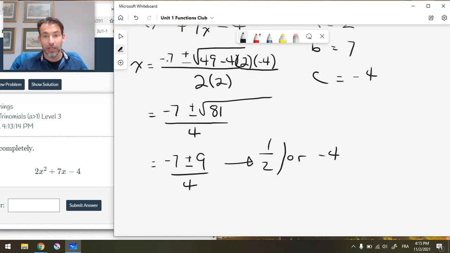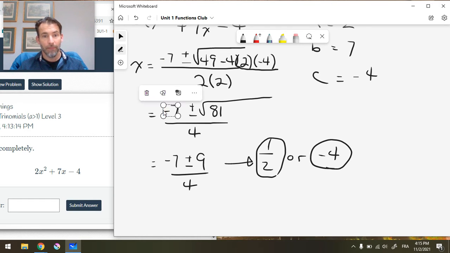Okay, so now these numbers are the roots of this quadratic. And we just didn't put them into the standard form.